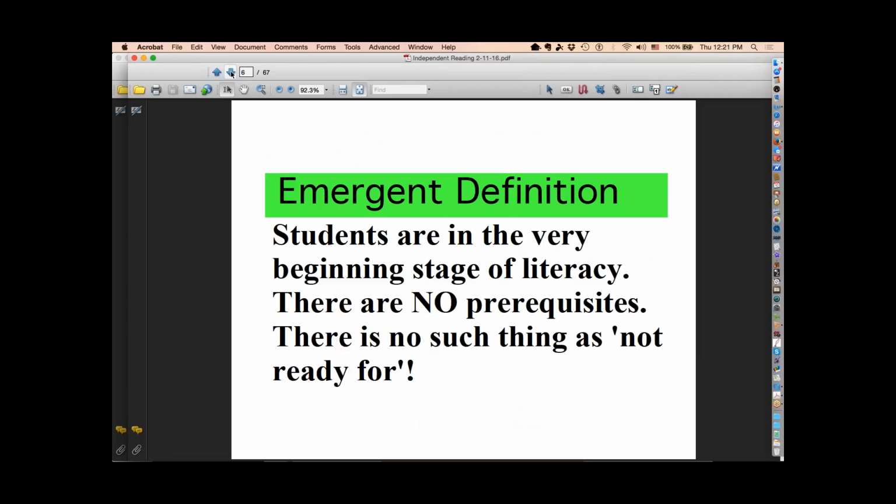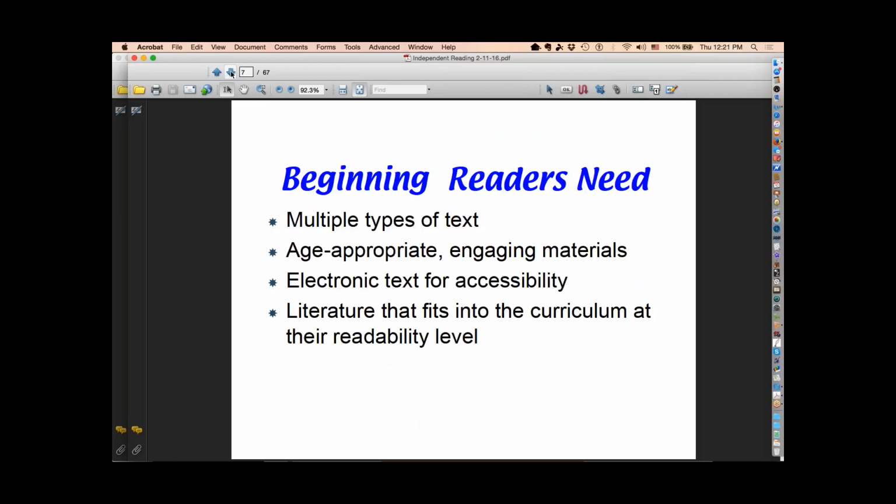Emergent literacy definition: students are in the very beginning stage of literacy. There are no prerequisites. There is no such thing as not ready for. And so beginning readers need multiple types of texts, age-appropriate, engaging materials. They need electronic text often for accessibility and often for engagement as well, and literature that fits into the curriculum but at their readability level. And this is all taken from the Beginning Literacy Framework from Dr. Karen Erickson, myself, and Ruth Zilkowski, and I have shared a link to that at the Angelman Communication Facebook group.